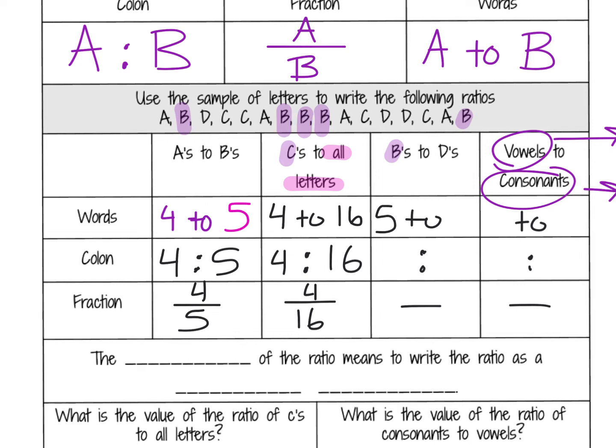Compared to D's, as in dog, there's 1, 2, 3 D's. So the ratio of B's to D's is 5 to 3. To write it in colon form, just put a colon instead of the word "to": 5:3. The first number goes on top, the second number goes on bottom, 5 over 3.